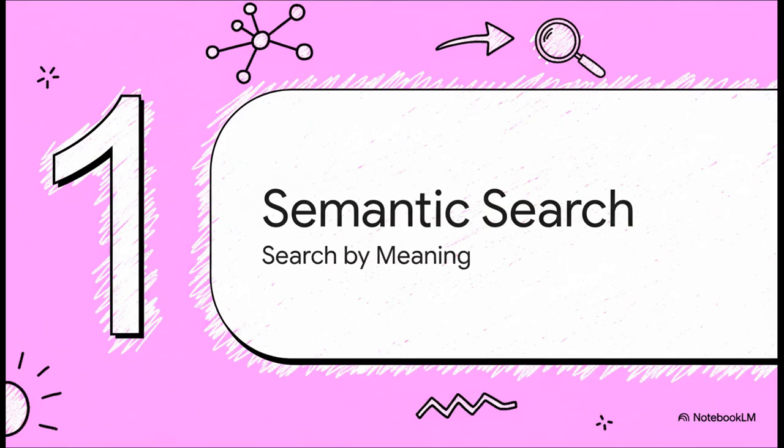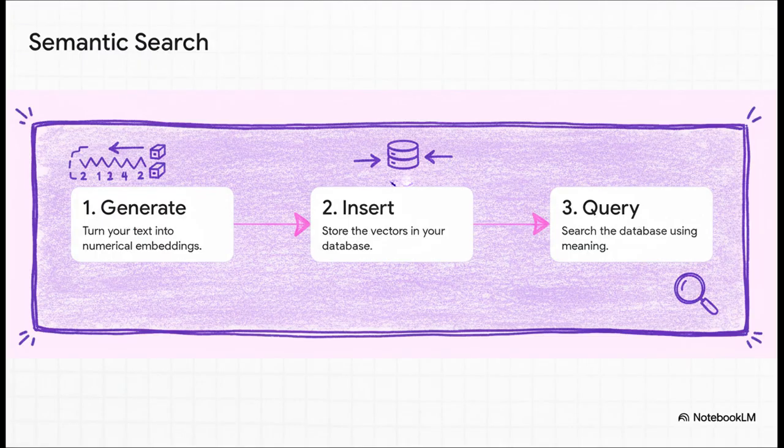Think of this as the foundation, the starting point for building apps that can genuinely understand what a user is asking for. What's so cool about this is how simple the process really is. It's just 3 steps. First, we generate embeddings, which is just a fancy way of saying we turn our text into numbers or vectors that capture its meaning. Second, we insert those vectors into our database. And third, we search that database not with keywords, but with the meaning of our question. It's a completely different way to think about finding information.